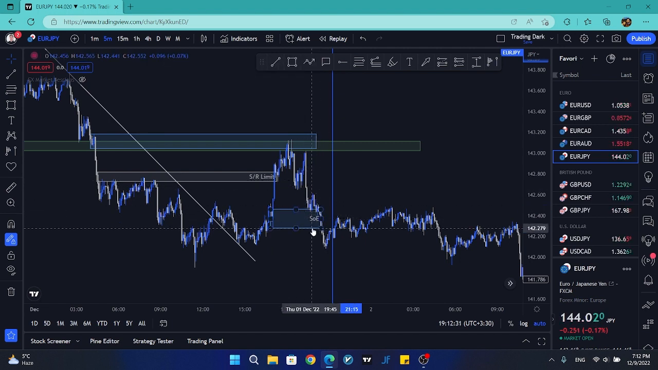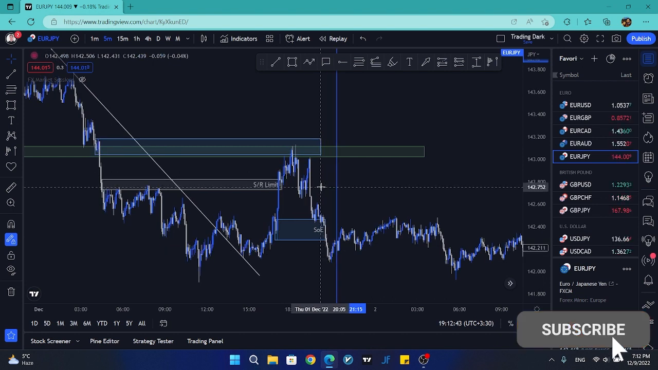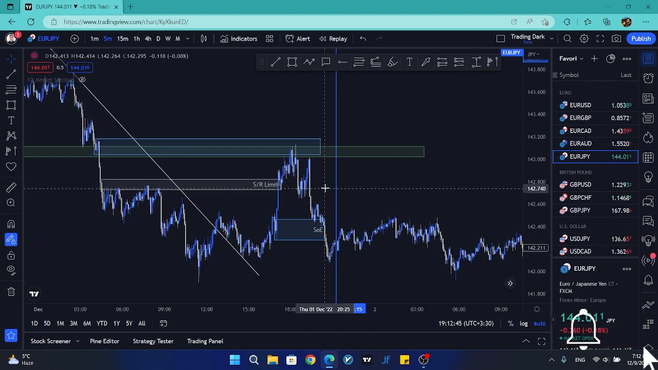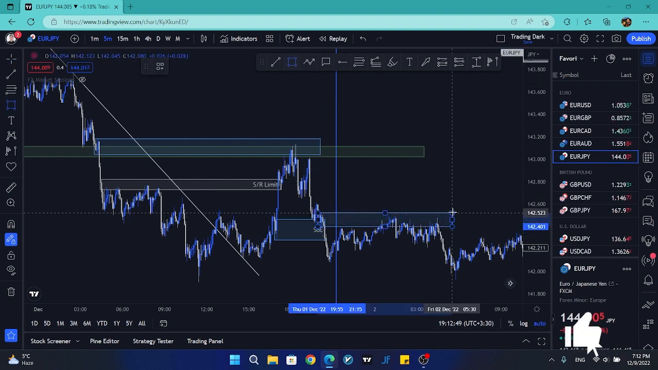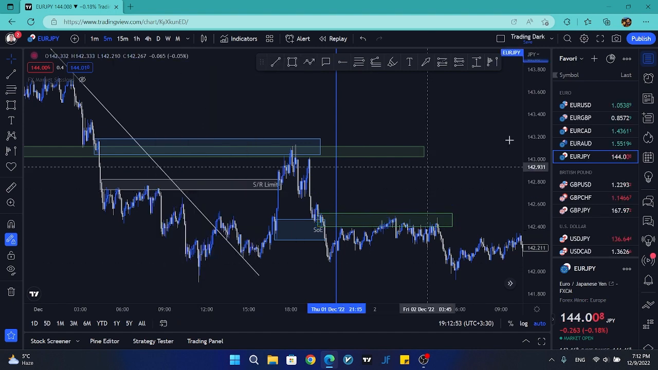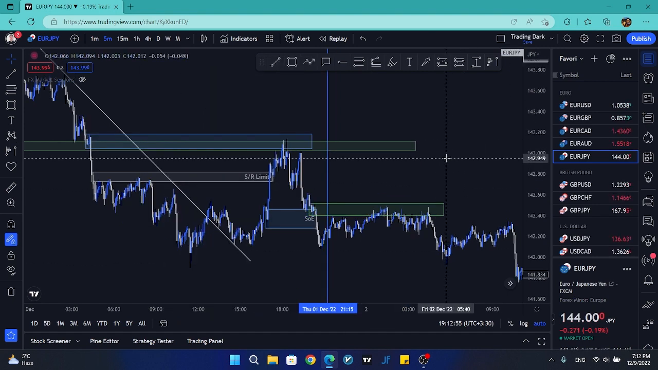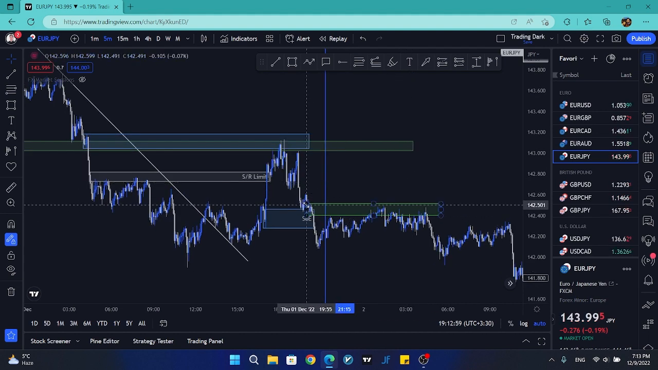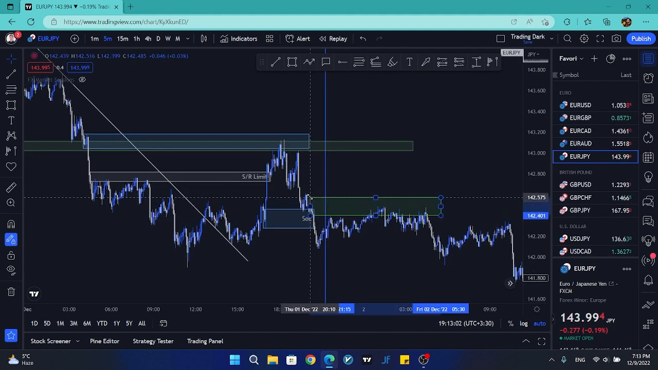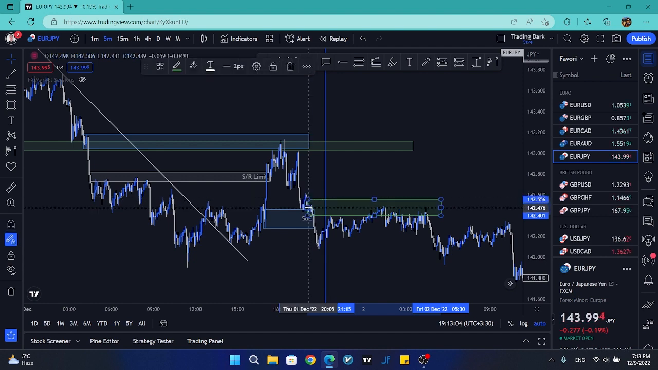When I saw that this zone was engulfed right here, I said, all right, then I'm going to go for a short trade, not a buy trade, not a long trade. So I took this zone here. As you can see, I drew it like this. I think I included that shadow there too.